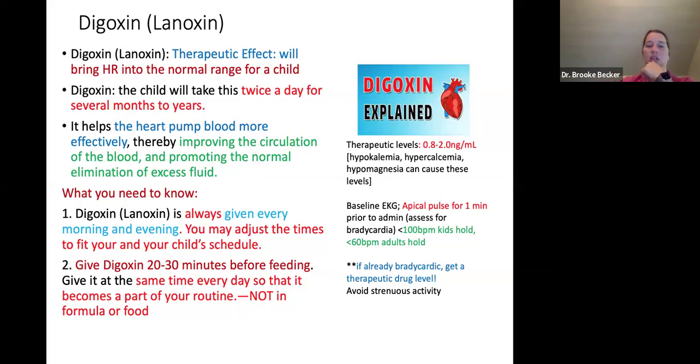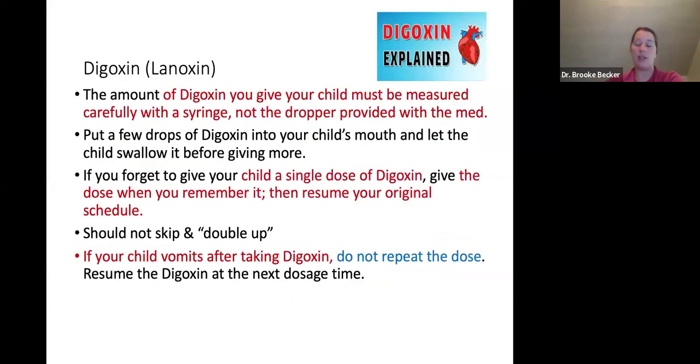If kids ingest digoxin that is not theirs, then they need Digibind. Okay. Usually you want to give digoxin 20 to 30 minutes before they're eating. So it's a part of the routine, but you don't give it in food or formula because then you're not sure how much they actually got. Okay.